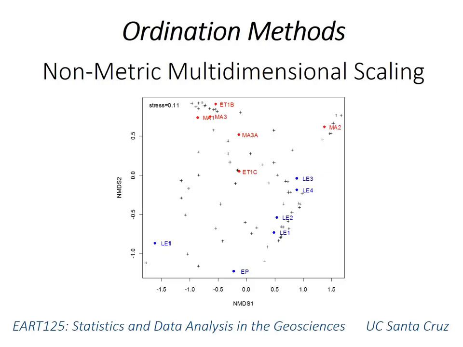Following on from the discussion of principal component analysis in the previous video, this video introduces another ordination method called non-metric multidimensional scaling. The name is obviously kind of a mouthful, so it's often just called NMDS or MDS. It's more commonly been used in biology, also in paleontology, but there are certainly other examples in earth sciences where this could be a good method to use.